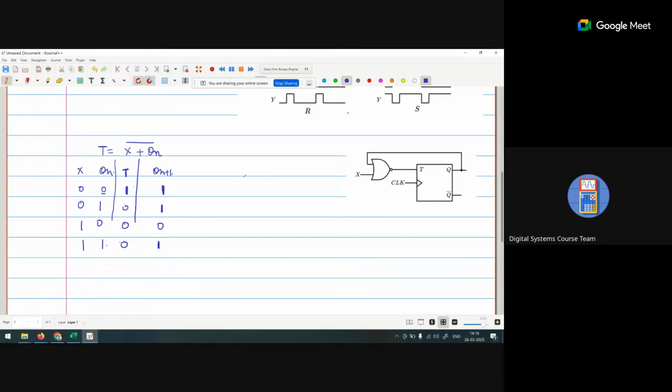Now either we can write for the min term or we can write for the max term. If we write as the min term, x bar q_n bar plus x bar q_n plus x q_n. Take a common x bar plus x q_n, that is x bar plus q_n. So the output Q_n plus 1 is nothing but x bar plus q_n.